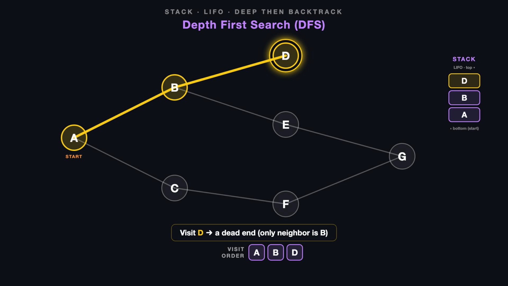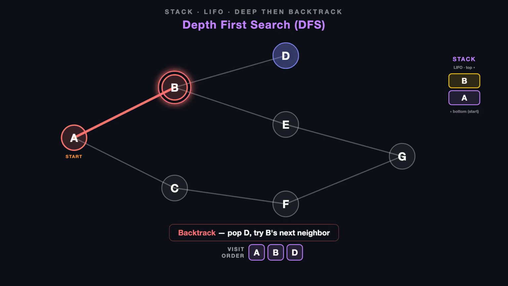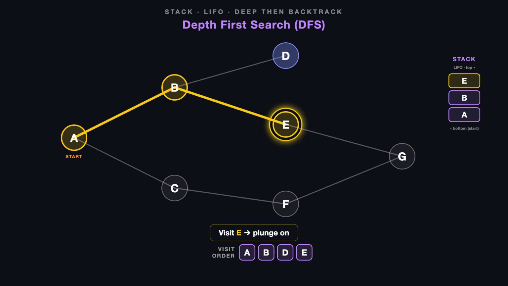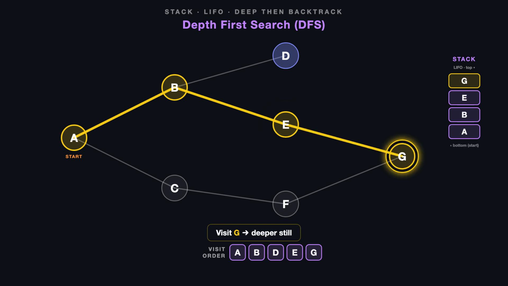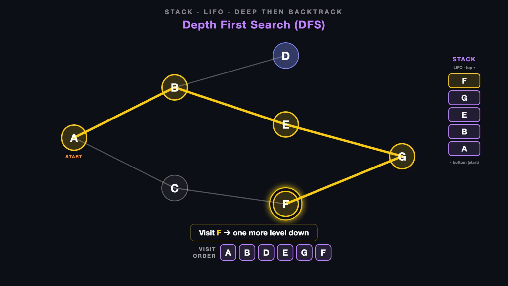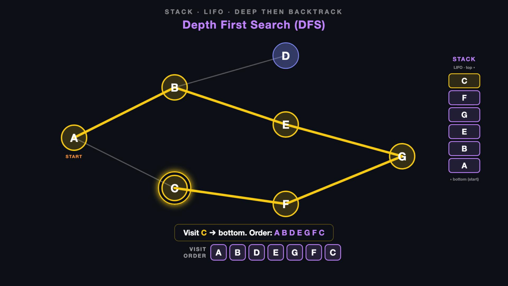So we backtrack, pop it off the stack, and try B's next neighbor, E. From E we go to G. From G we go to F. From F we reach C. That is as deep as it goes, a single long chain, A, B, E, G, F, C, 6 nodes on the stack. Now everything is visited, so we backtrack all the way out, popping the stack.